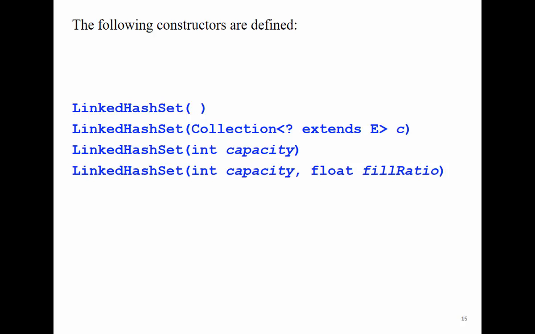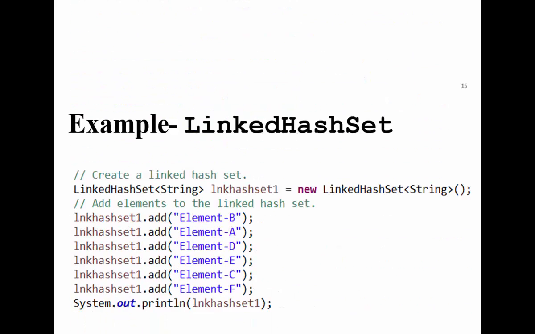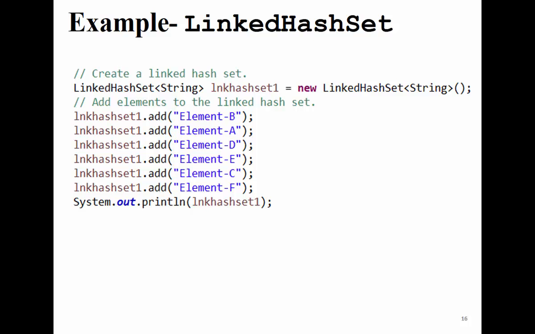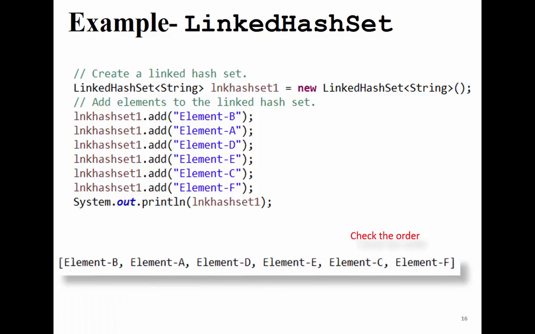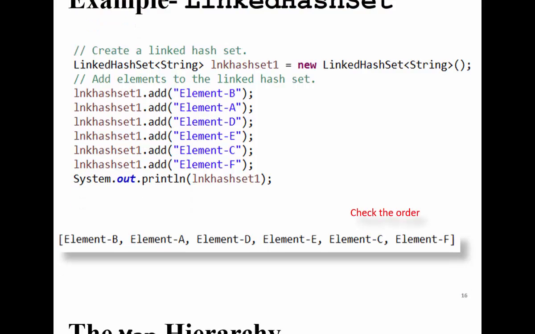Again, the same constructors: the LinkedHashSet empty constructor. You can start from some other collection that you have, or you can start with some capacity or fill ratio. It's the same thing. This is an example of creating a LinkedHashSet. You add the elements P, A, D, E, F, and C, and now, do you think when we print it out, we print it in the same order we inserted, or we have some kind of random order? Same order, because that is what we need and the objective of using the LinkedHashSet.